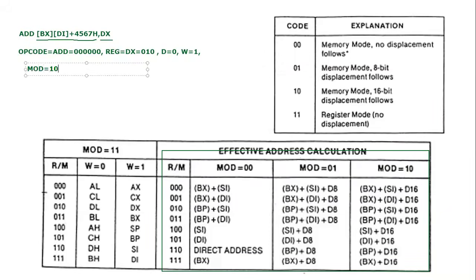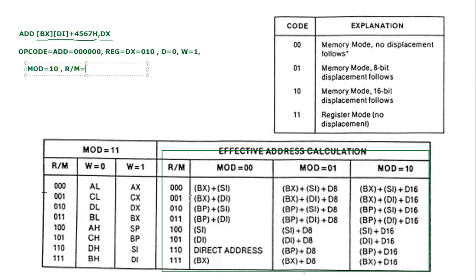Mod is equal to 10, and we know that r/m is a memory, BX plus DI plus some 16-bit displacement. So mode is 10. This is the column, right? And BX plus DI is over here. BX plus DI and plus some 16-bit data or displacement. So that is basically what r/m memory.